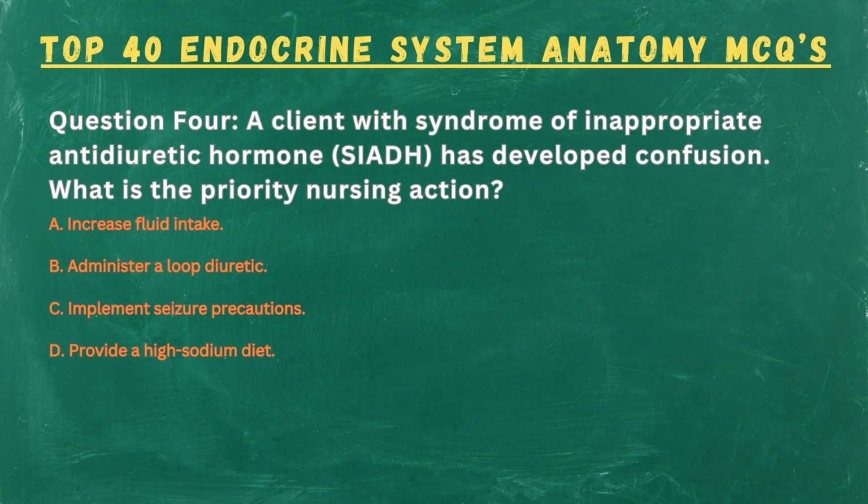Question 4. A client with syndrome of inappropriate antidiuretic hormone, SIAD, has developed confusion. What is the priority nursing action? A. Increase fluid intake. B. Administer a loop diuretic. C. Implement seizure precautions. D. Provide a high-sodium diet. Answer. C. Implement seizure precautions.